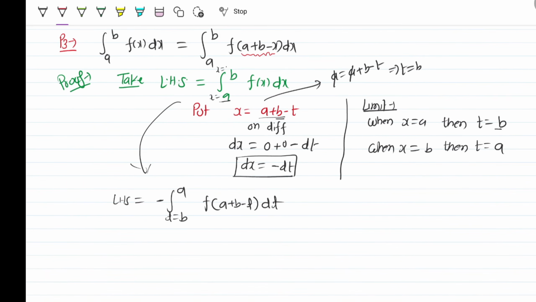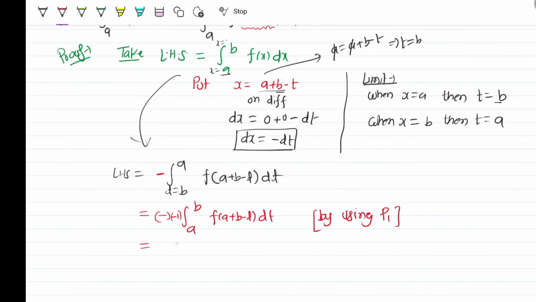Now you know that property we have proved. So when we interchange the limit, we have to put a negative sign. So already here negative. If I interchange the limit, b to a, I will write a to b. So we have to put one minus, and minus one more minus, plus f of a plus b minus t dt. How? By using p1 property. So it is minus plus a to b f of a plus b minus t dt.